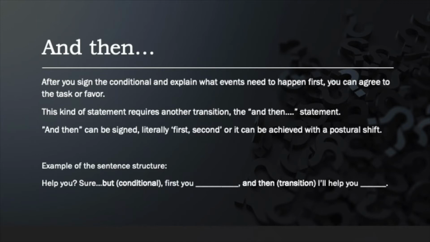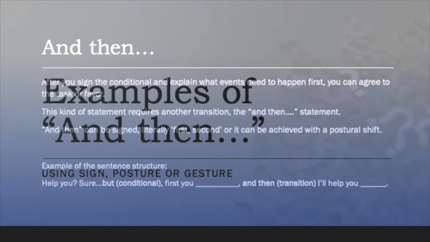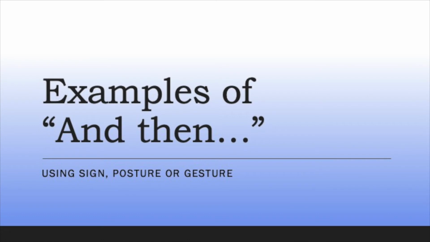This is an example of the sentence structure: help you, sure, but condition, first you blank, and then I'll help you. Here are some examples of and then statements.